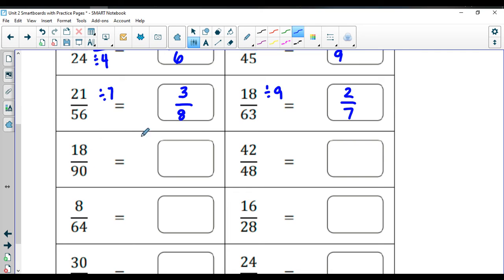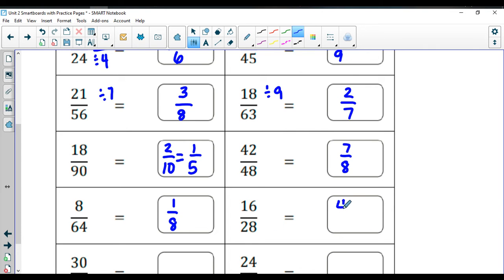I divided by 9 first because that was the biggest thing that I thought of. And I ended up getting 2/10 when I did that. But 2/10 still has a factor of 2. So this actually reduces to 1/5. 42/48, they're both divisible by 6, so you're going to get 7/8. 8/64, both divisible by 8.